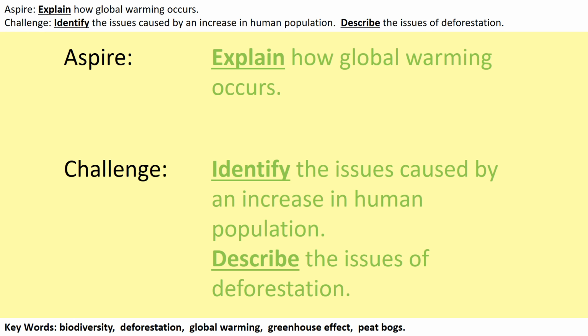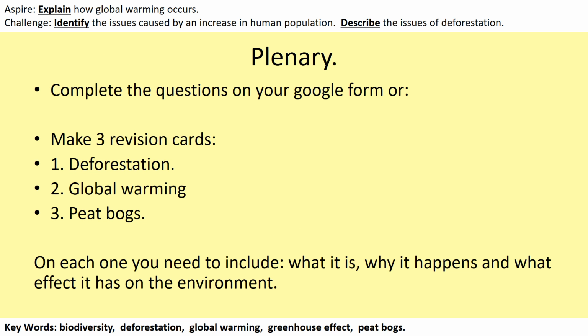Right, so that's it. We have explained how global warming occurs. We've identified the three issues that are caused by increasing human population and described the issues of deforestation. So you're pleased with the last bit of this lesson. I want you to complete the next couple of questions on the Google form. That's just about peat bogs. And I still really push this.